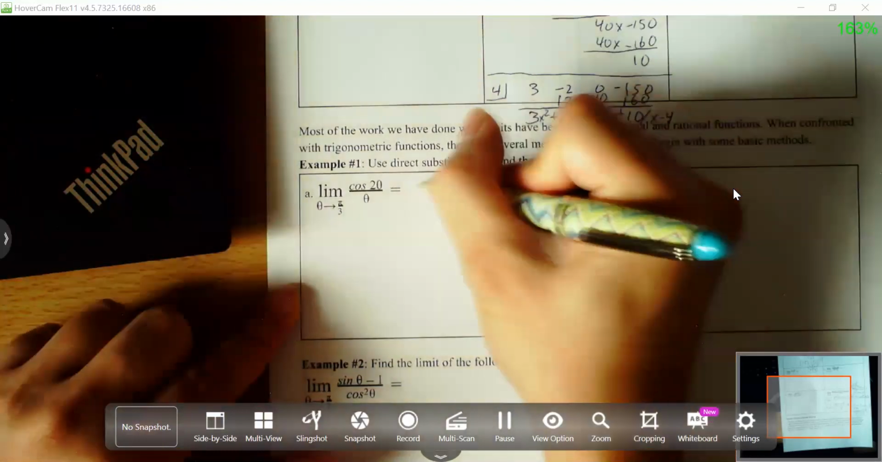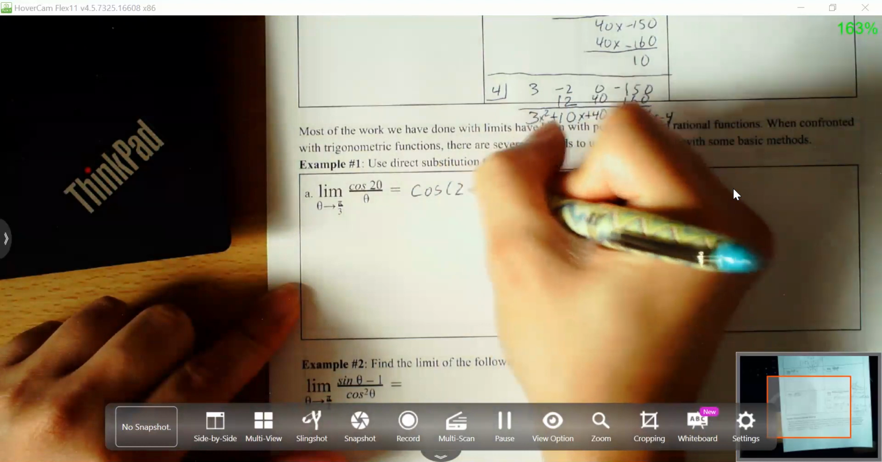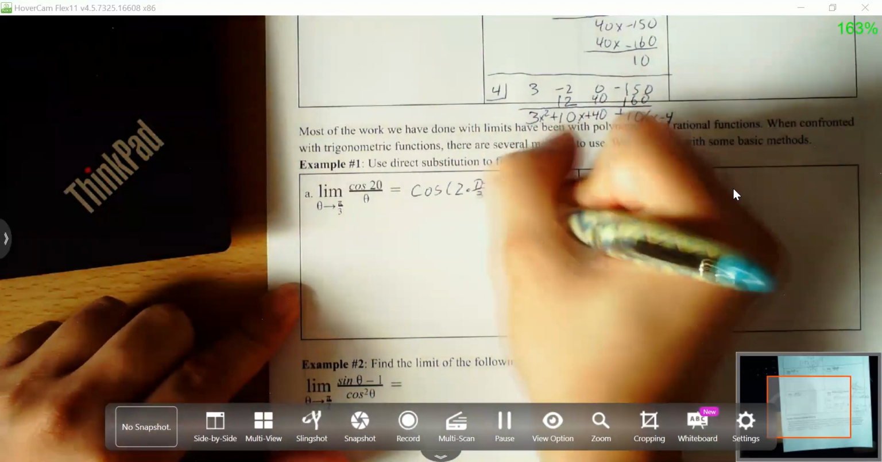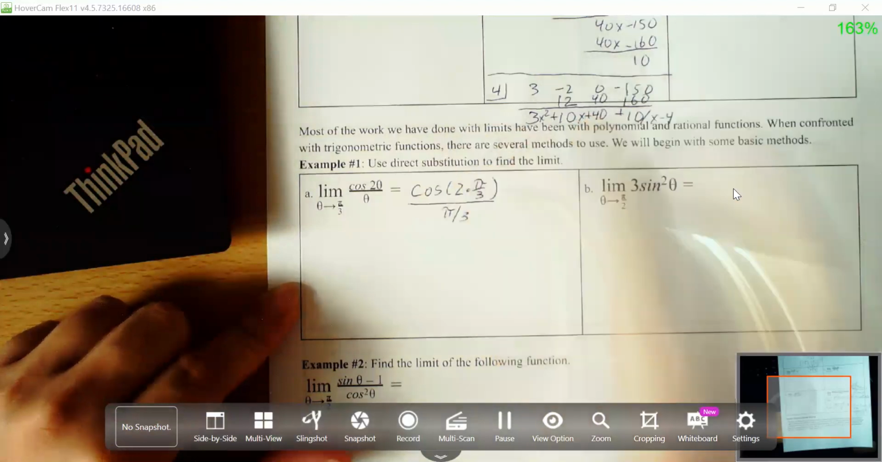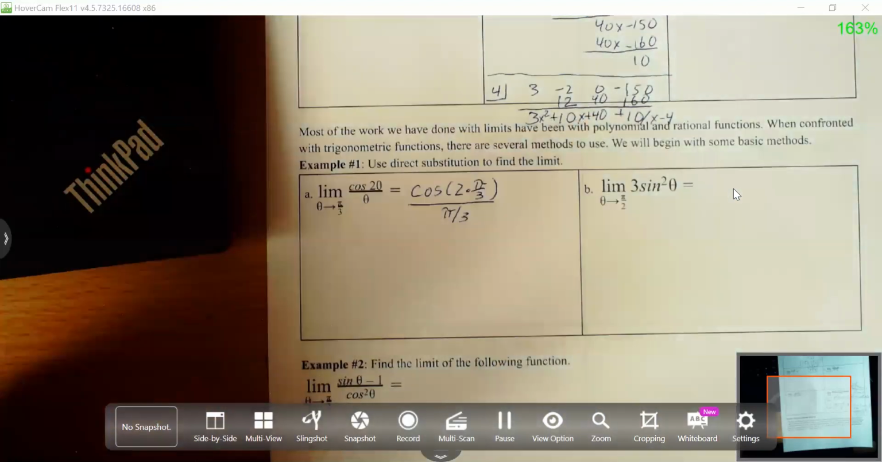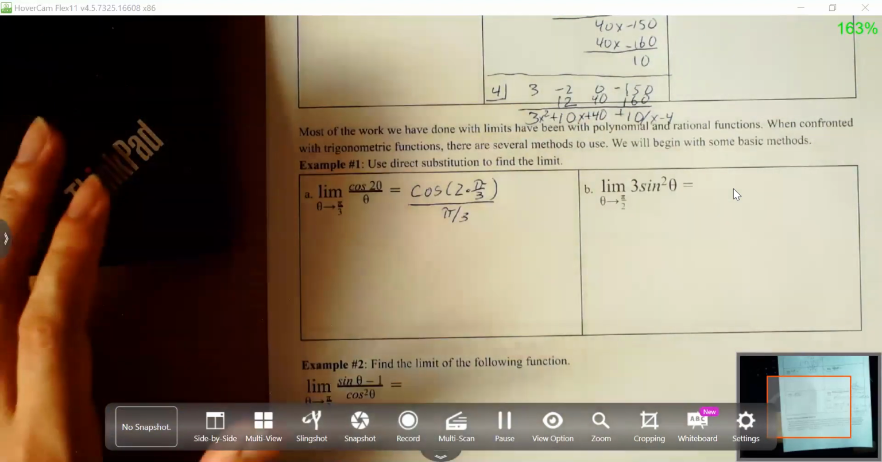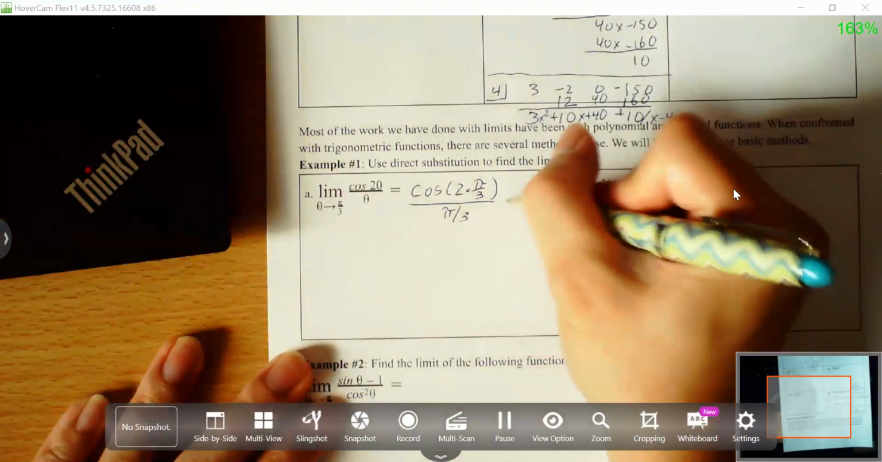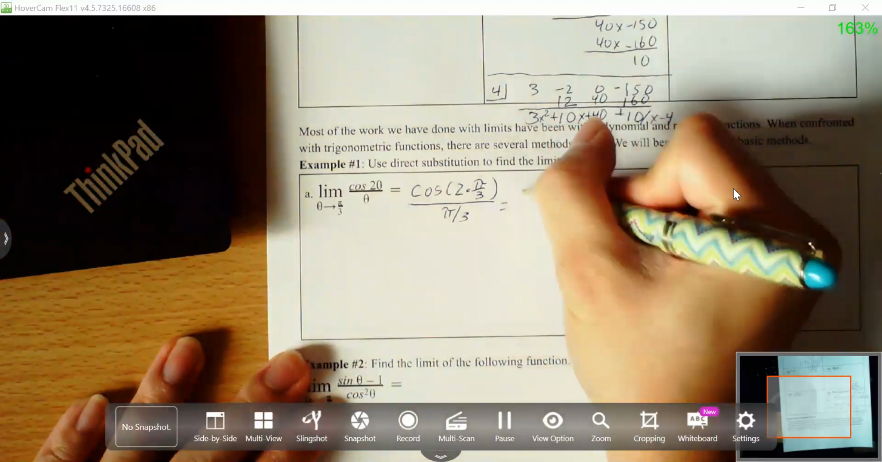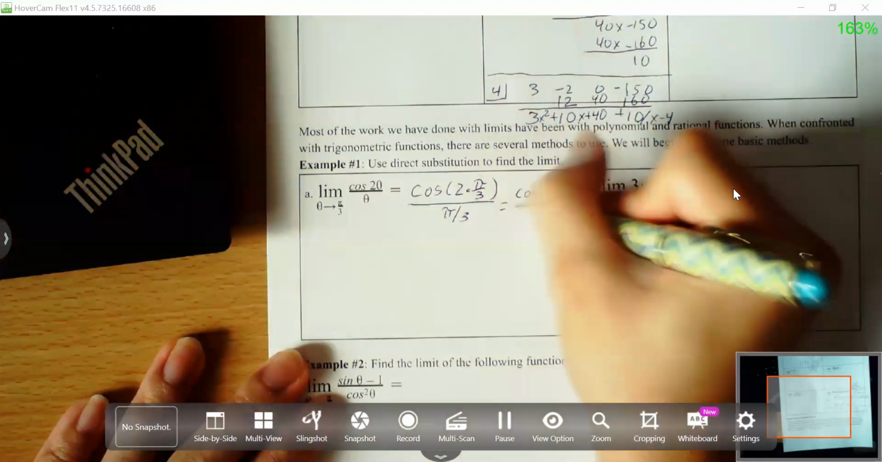And so this becomes cosine of 2 times pi over 3 all over pi over 3. Okay, cool. This is fine. We don't have 0 over 0. So this works. So this is going to become cosine of 2 pi over 3 all over pi over 3.